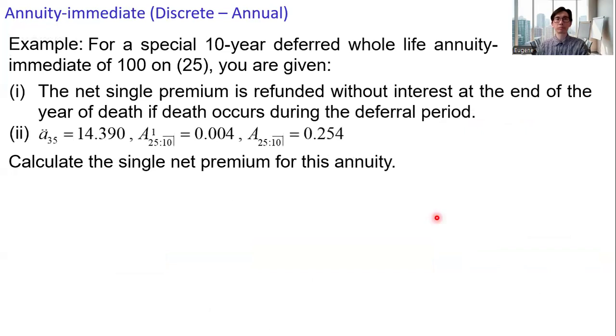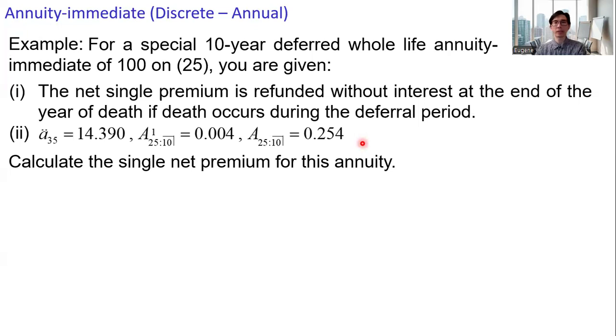Another example. For a special 10-year deferred whole life annuity immediate of 100 issued to an individual at age 25. Given that the net single premium is refunded without interest at the end of the year of death if death occurs during the deferral period. And we are given the following three quantities. Calculate the single net premium for this annuity.